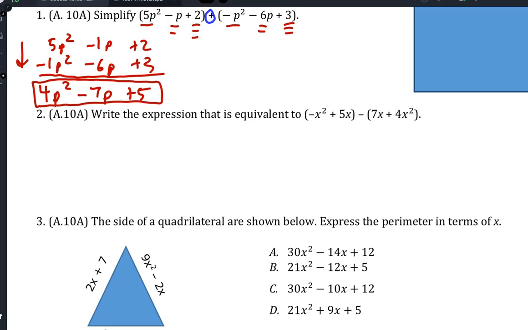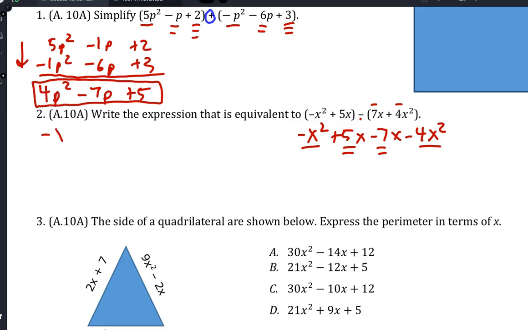Number 2. Okay, same thing. We have a minus, though, so we need to distribute that minus. So we're going to have negative x squared plus 5x minus 7x minus 4x squared. This minus flips these two signs. Now then I'm going to single underline and double underline.